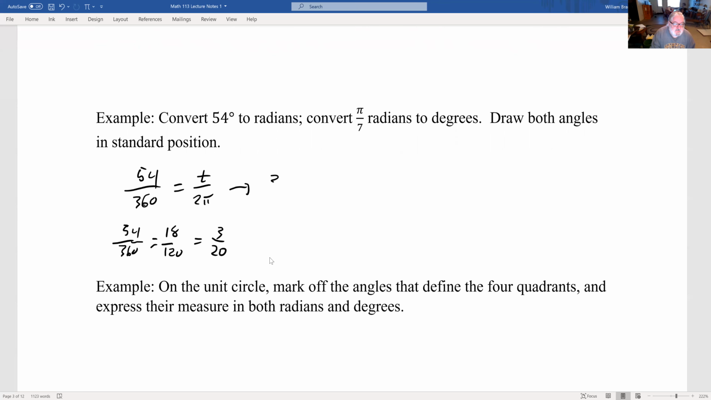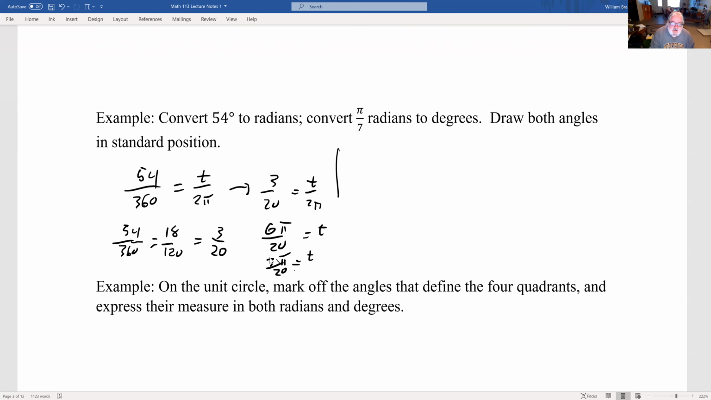So this is 3 over 20 equals t over 2 pi. Multiply both sides by the 2 pi, you get 6 pi over 20 equals t, or 3 pi over 20. So 3 pi over 20 is what this angle is. It's 54 degrees. Usually we leave the pi there because this is telling me it's 3/20 of pi.